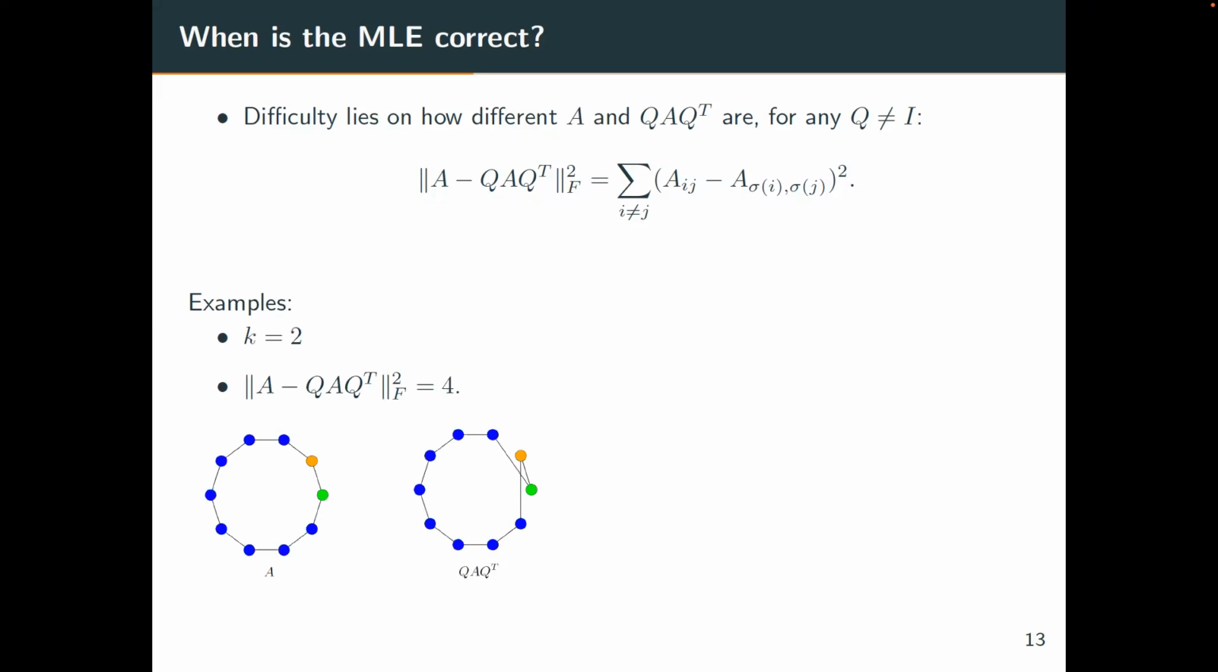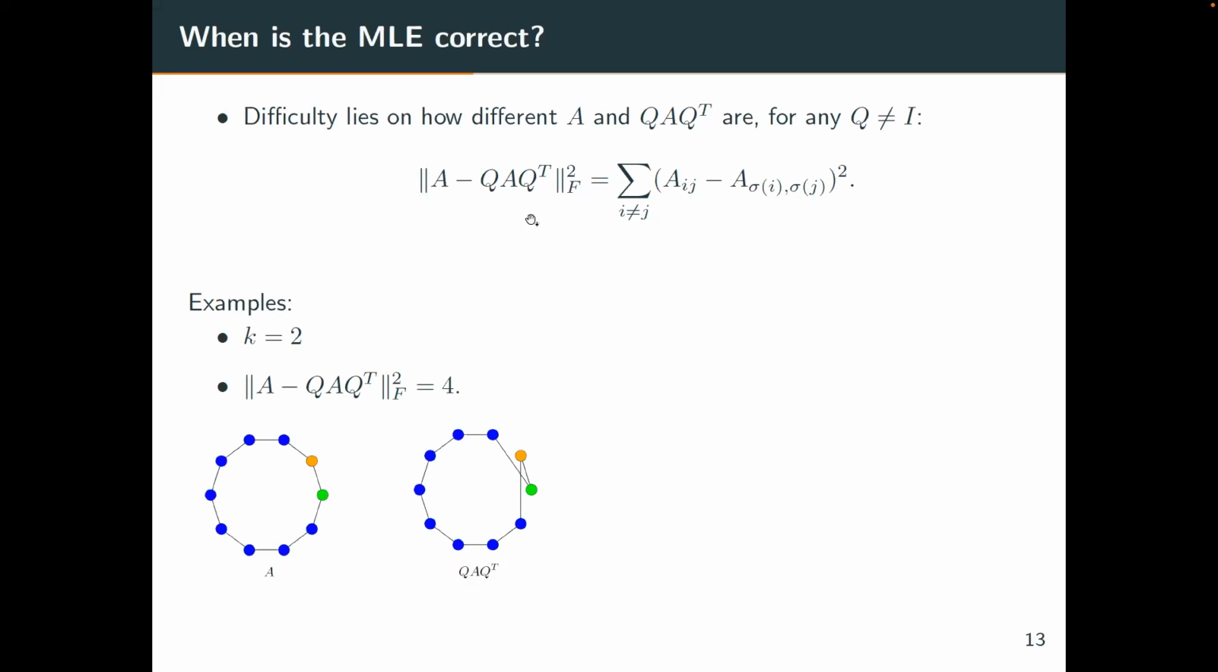So here I have some examples. If K is equal to 2, for example, we're going to choose two vertices, let's say these two. We flip them using some permutation. And in this case, this difference is going to create 4 edge disagreements, right? So let's say this, and these two, the new ones.